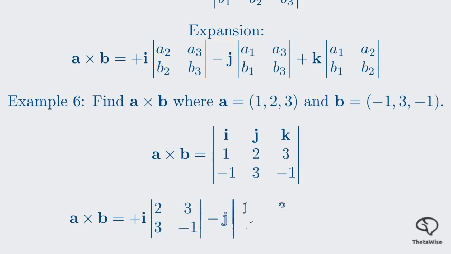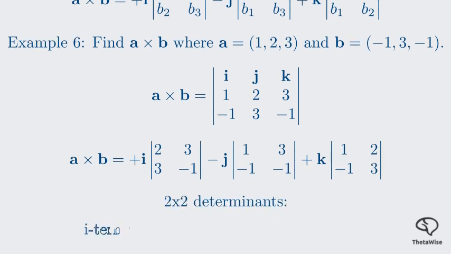For the j component, we cover its column and row, taking the negative of the determinant of 1, 3 over 1, 1. For the k component, we cover its column and row, taking the determinant of 1, 2 over 1, 3. Let's calculate each 2x2 determinant.